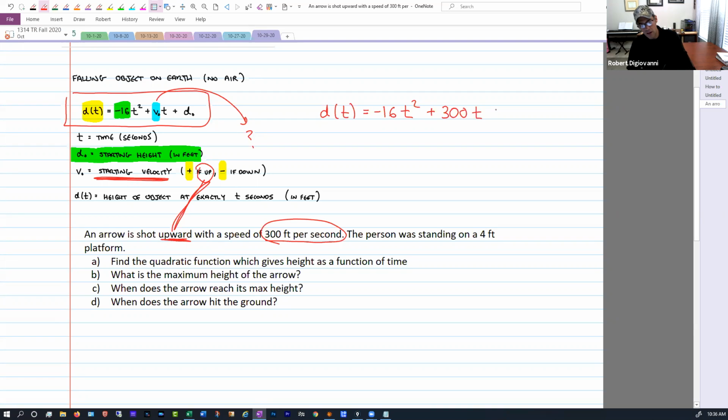And then we have plus d naught, which is the height of the object when it started. So because it was shot from a 4-foot platform, I'm going to say it's 4 feet. Of course, the person's standing on it also, but let's just say 4 feet. So I'm going to put 4. There. That is our quadratic. That's our function. Any questions? That answers part A.